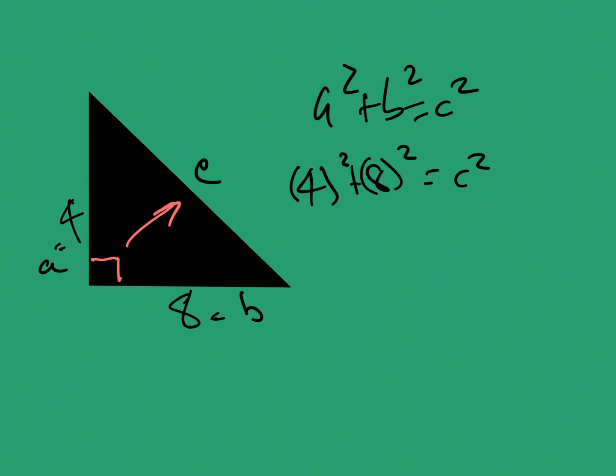And once we know the numbers, kind of like the quadratic formula, we're just going to insert those into our, in this case, theorem, which is kind of like a formula. 4 squared, 16. 8 squared, 64, is equal to C squared. What is 16 plus 64? 80?